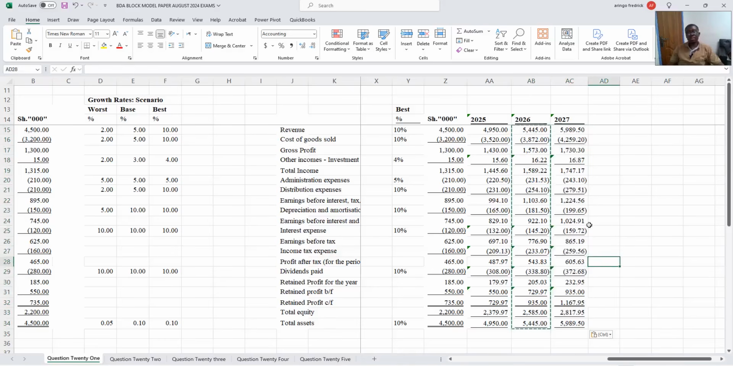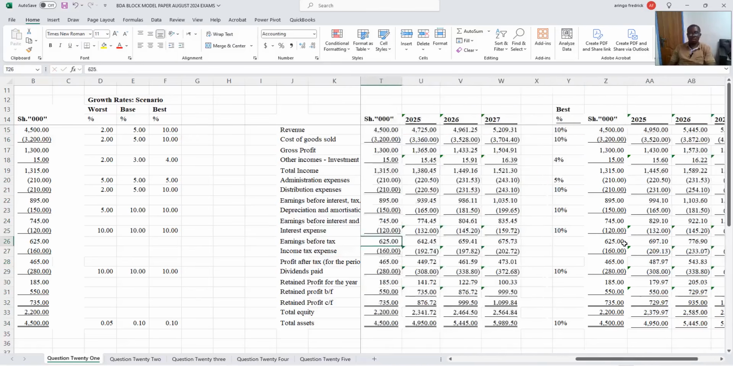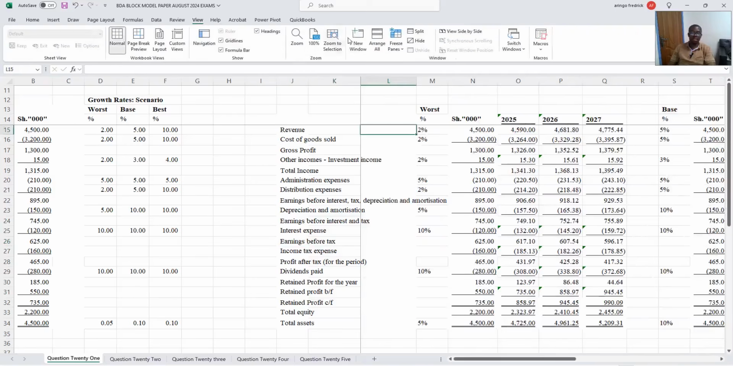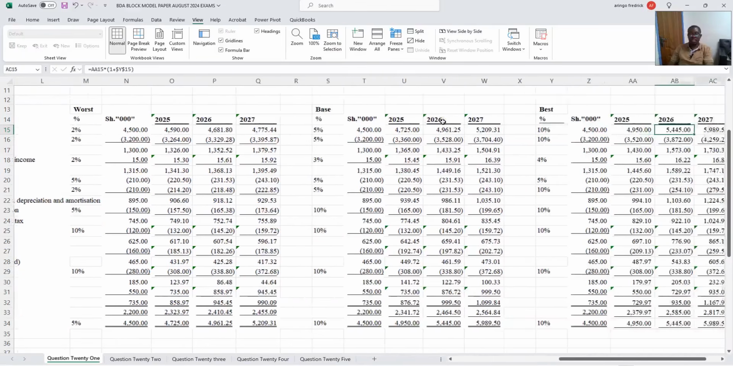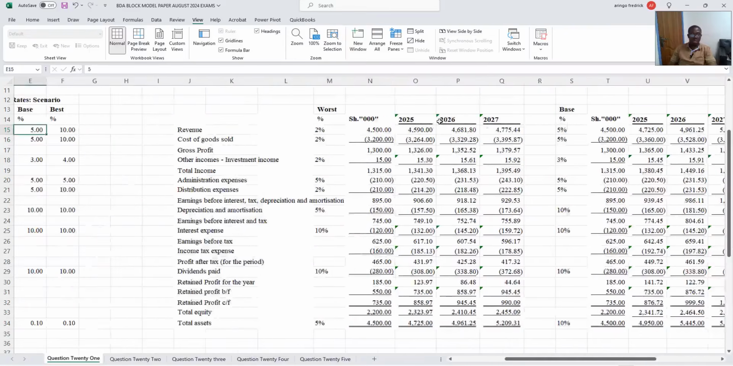See? That's the beauty of locking. You won't be required to repeat all these procedures all through. So that's the first case. We have done what you're required to do on the first point. So I can simply unfreeze this. See, we've done for the worst case, we've done for the best case, and the base case scenario. That's the first thing that a good examiner wanted us to do.